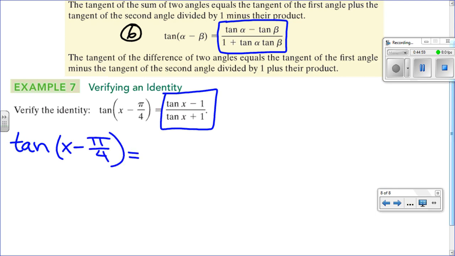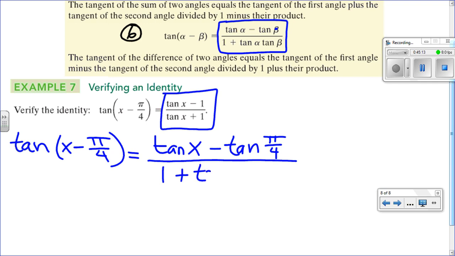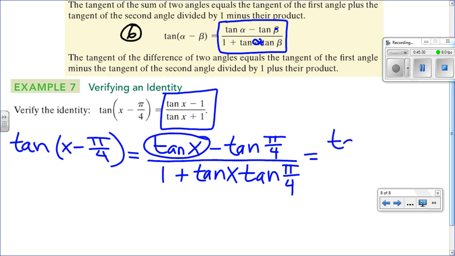And so that is equivalent to the tangent of the first angle, which is x, minus the tangent of the second angle, which is pi over 4, over 1 plus tangent of the first angle, which is x in this case, times, because there's no symbol in between them, tangent of the second angle, which is pi over 4. Okay, so here that one stays the same. And then what is tangent of pi over 4? Andrew? 1. There you go.